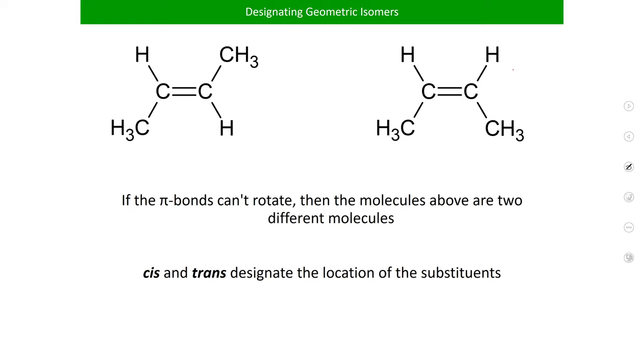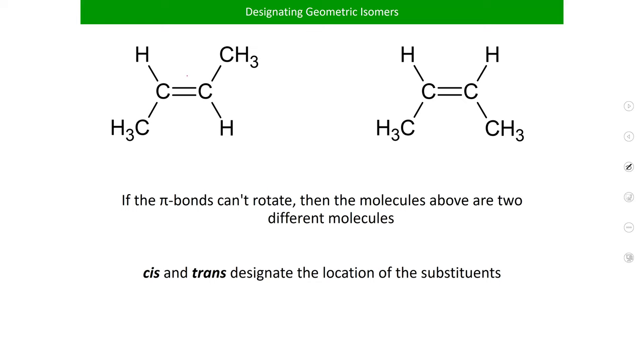So to indicate which of these isomers we have, we just use the prefixes cis versus trans. Obviously cis and trans mean different things now than they did when I first learned this. That wasn't in common language. But this is where that term comes from, cis versus trans. Trans means across or changing. Cis means the same on both sides.